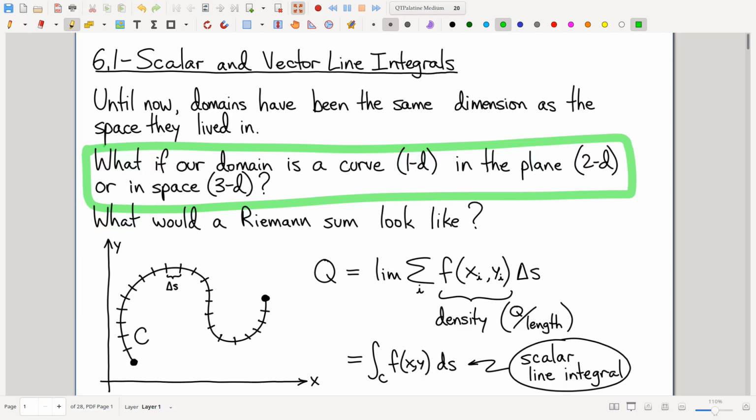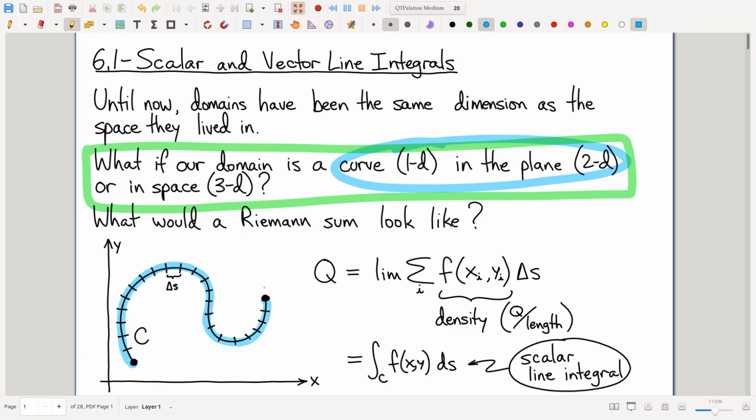Right? We've done triple integrals. We've talked about solid three-dimensional lumps, and they're three-dimensional, and they live in a three-dimensional world. And even back in single variable calculus, intervals are one-dimensional in a one-dimensional world. So we've had dimensionally convenient domains up to now. And now we're going to entertain dimensionally awkward domains.